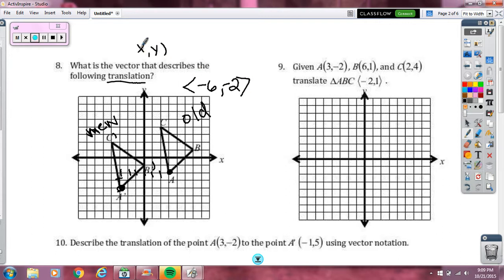The other format that we've seen in class is where you've got x, y being mapped to x minus 6, y minus 2. So that could be the other way that you write your answer down.